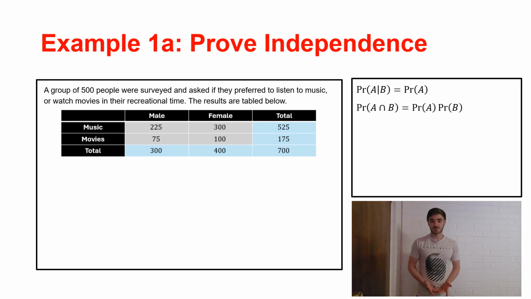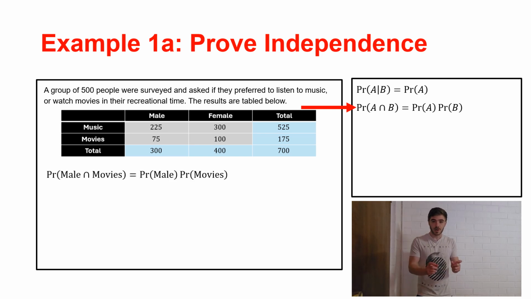So, let's try an example. In this case, people were queried about how they tend to spend their free time, whether they listen to music or watch movies. To prove independence, we can use either of the formulas we mentioned earlier. To start with, I'll use the intersection version. The interesting thing here is that the specific elements that you choose don't actually matter. For this example, I'll just contrast male and movies, but it's also just as valid to, for example, do female and music. It doesn't matter what elements you choose. I'll actually plug the results of that other approach in at the end.